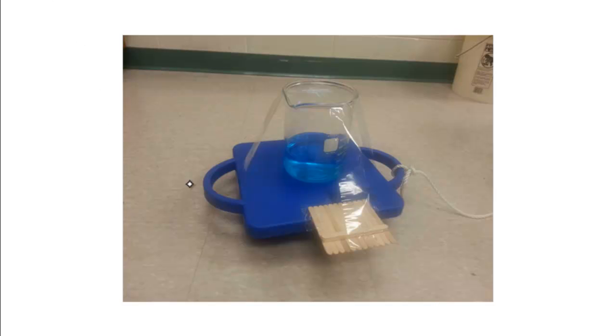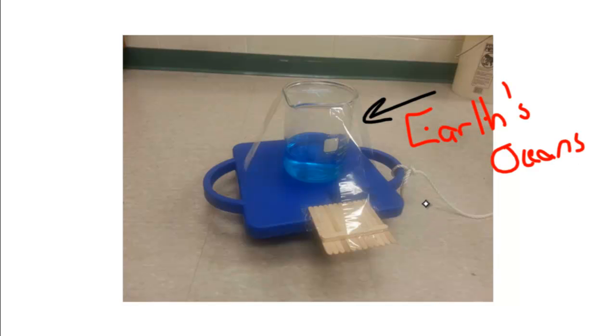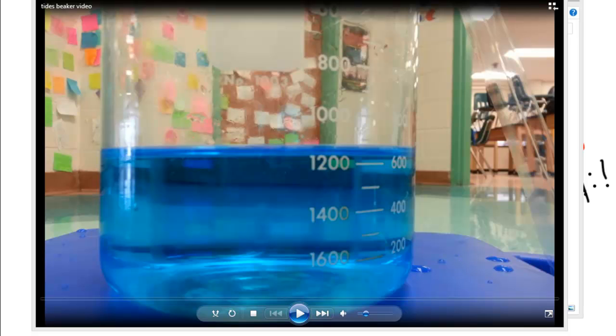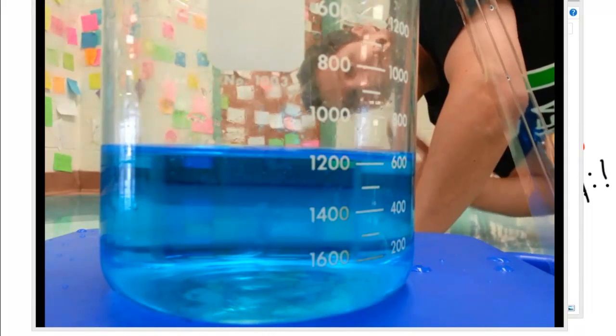Now, in this model, the beaker and the water inside the beaker represents the Earth's oceans. Now, the rope right here, that represents the combined gravitational attraction of the sun and the moon. And me, well, I'm over here pulling on the rope. I represent the sun and the moon. Now remember, here's the beaker sitting on the scooter. Camera's down here. And I'm getting ready to tug this scooter. See, it's me.